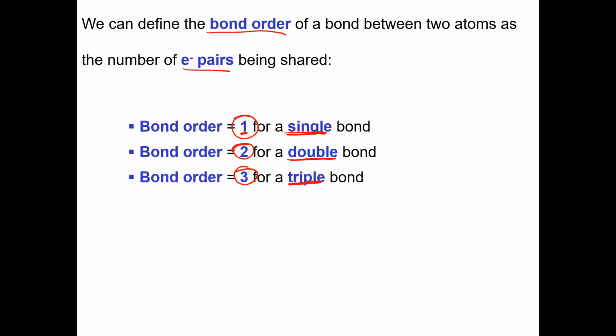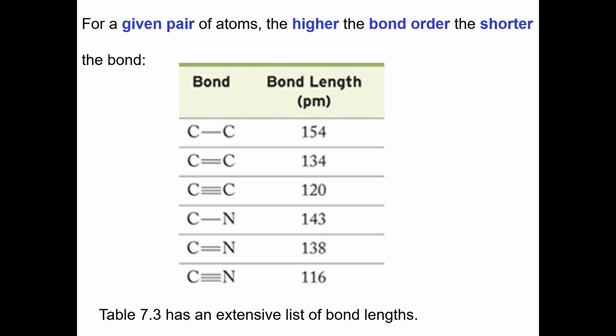So that's a pretty simple idea. And as the bond order increases, the bond strength increases because the number of electrons, the amount of charge that is being shared, is increasing. So we can see this in this table here. What we've got is different pairs of atoms, and you can see that as the bond order, the bond strength, increases, the bonds get shorter. So for a given pair of atoms, the higher the bond order, the shorter the bond, which is consistent with what I mentioned in the intro slide.